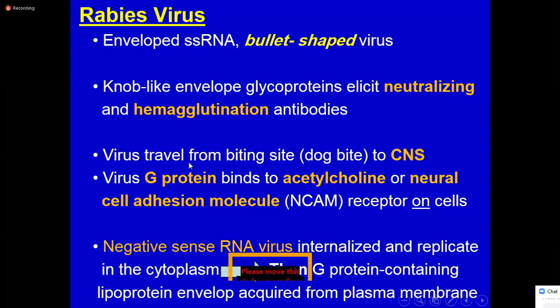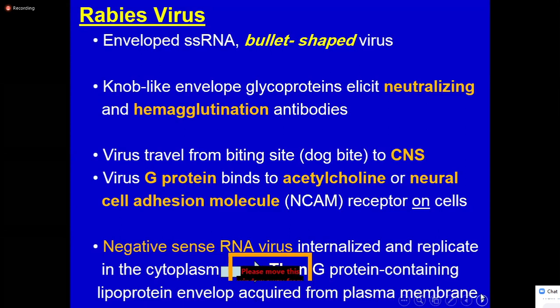The virus travels from the bites of dogs, usually bite of dogs, sometimes bats, to the CNS along the nerves. The virus G protein binds to acetylcholine receptor or neural cell adhesion molecule, NCAM, receptor on the cells. So the virus G protein can bind to acetylcholine and NCAM on the cells of the body. This virus is a negative-sense RNA virus, internalized and replicating in the cytoplasm.